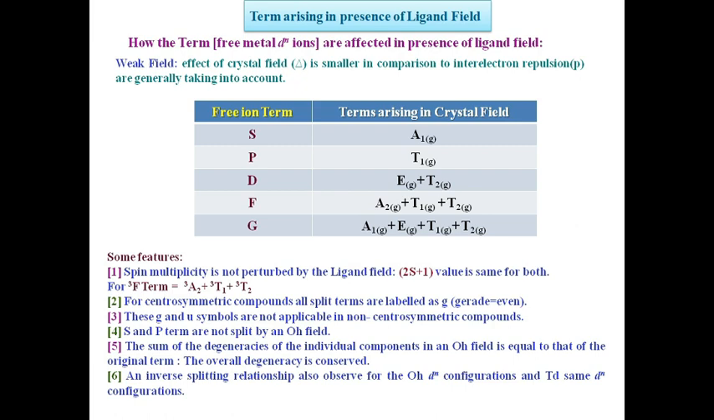Again, S and P terms are not split in an octahedral field. Now, the sum of the degeneracy of the individual components in the octahedral field is equal to that of the original term. That means the overall degeneracy must be conserved. And at last, the inverse splitting relationship is also observed for the octahedral dn configuration and tetrahedral dn configurations.